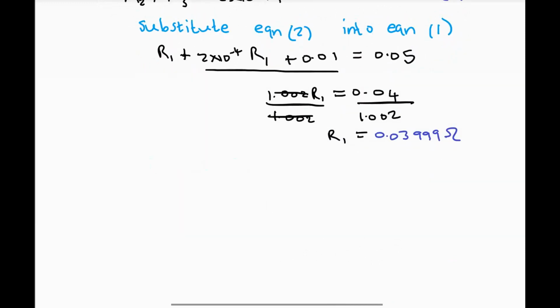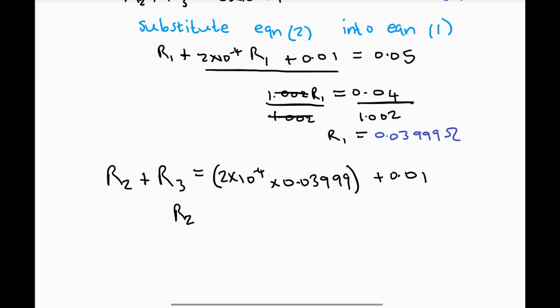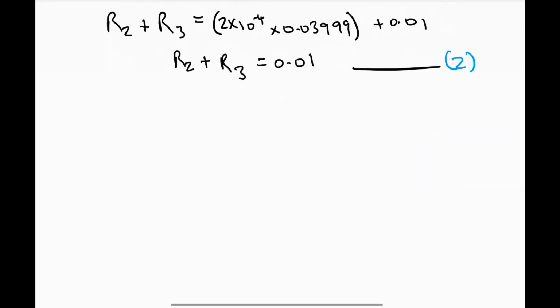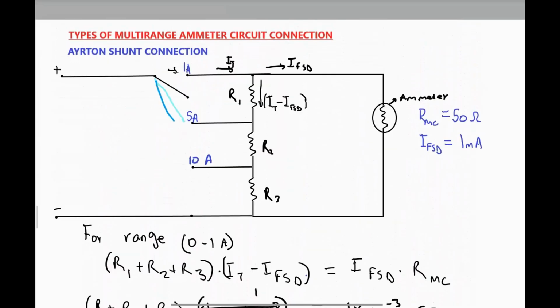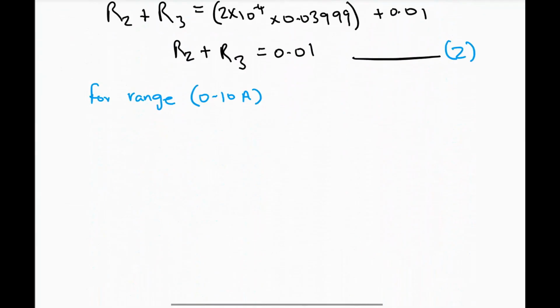The next thing I'll do is substitute my value of R1 into the second equation, such that I have R2 plus R3 equals 2 times 10 to the power negative 4 times 0.03999, plus 0.01. So I'll then have my R2 plus R3 as 0.01. This is my new equation 2. So for the range 0 to 10 amperes, the switch will now be at this point. The full scale deflection current will now be shared by R1, R2, and the resistance of the meter coil. R3 will share the rest of the current, which is IT minus IFSD.